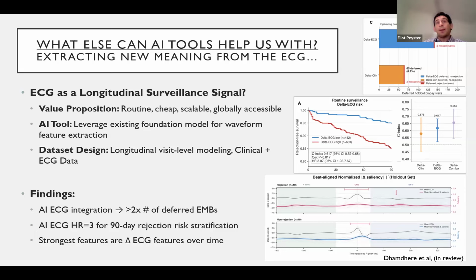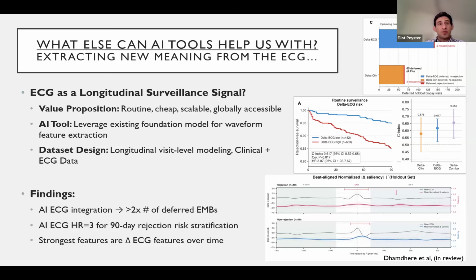Stratifying patients via a binary ECG risk score, we identified a high-risk group which has a hazard ratio of 3 for future rejection over the next 90 days. Importantly, this signal is complementary to clinical data, with ECG data significantly improving risk prediction when added to conventional longitudinal clinical data modeling. And this is where things become translationally interesting. At a match sensitivity of 96%, the ECG-containing model allowed us to defer 15% of planned biopsies, compared to just 7% with the clinical data alone.